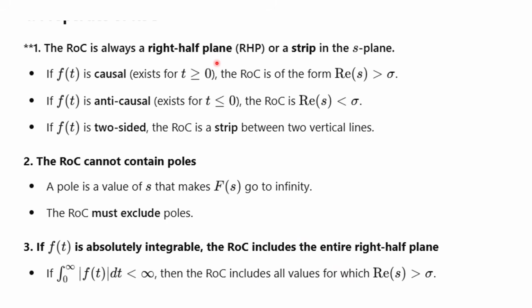So ROC is always a right half plane or a strip in the S plane. If f(t) is causal, then your ROC is of the form real part greater than sigma, and if it is anti-causal, then ROC is less than sigma, right? So ROC cannot contain the pole, it must not contain it. Why? Because at the pole, the value will be infinity. So we must exclude it, because the denominator of F(s) will be 0, and if the denominator of F(s) will be 0, ultimately F(s) will be infinity. So we must avoid it.